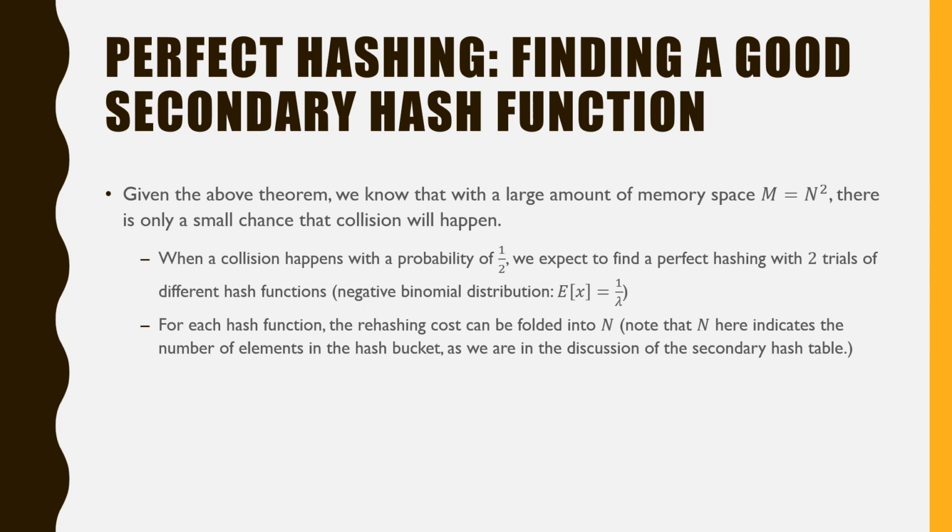Taken together, the average time complexity for handling each primary hash table bucket is the number of secondary hash function trials times the rehashing cost, which is O(n). Since we only need linear time to handle the collisions in each bucket, a perfect hashing table can be constructed in linear time.